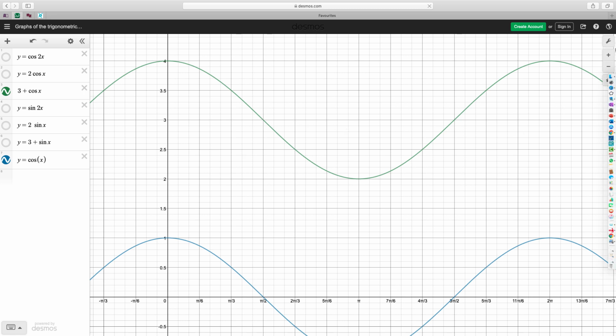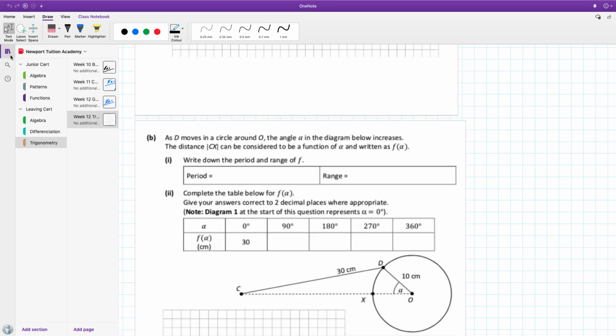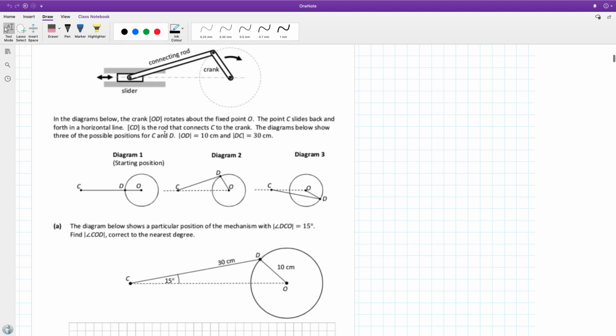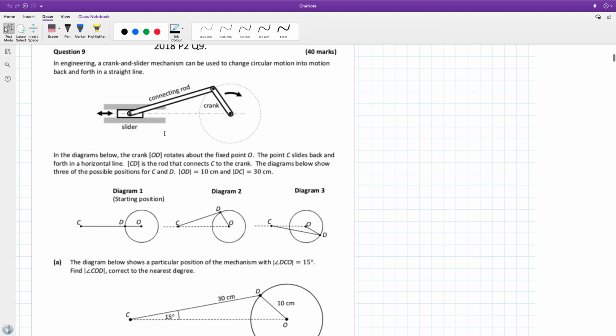Let's have a look at a few 3D problems. And we're going to start these by jumping straight into exam papers and looking at them. There's a bit of what we've done already in this. 2018, paper 2, question 9. A 3D problem comes up in paper 2 every year. So you're going to get a 3D problem of some sort in paper 2 every year.